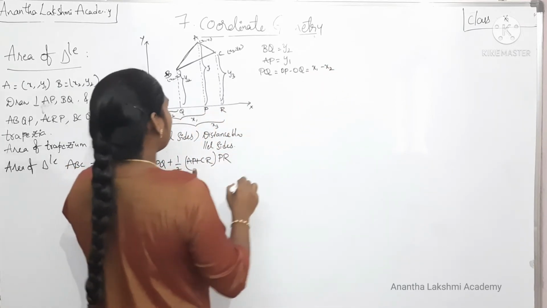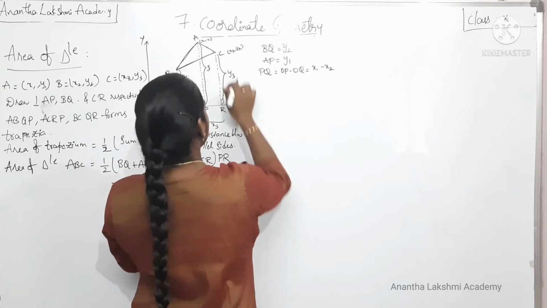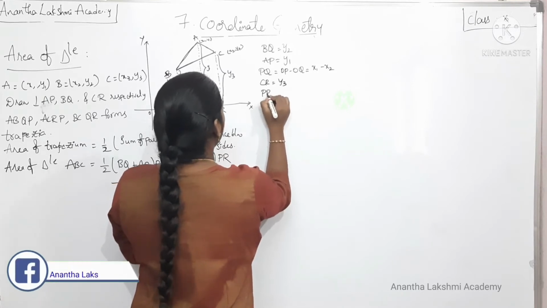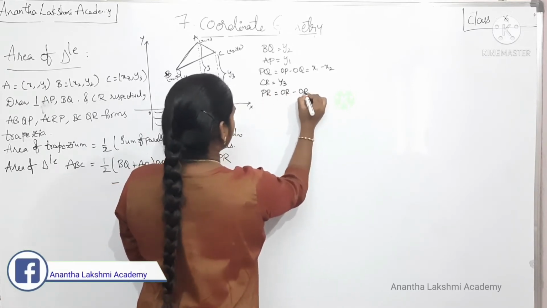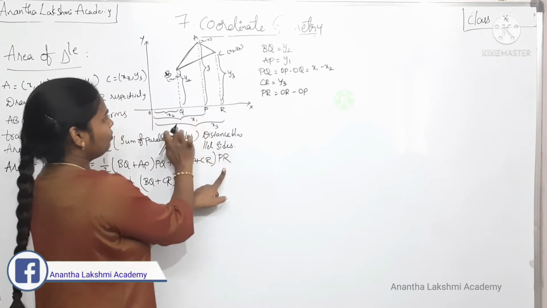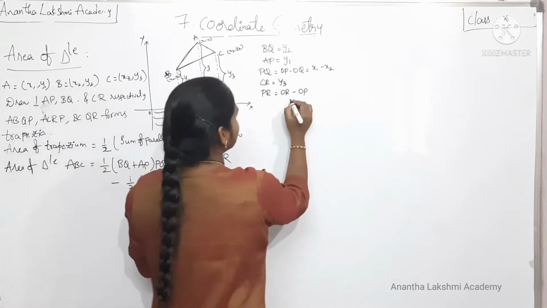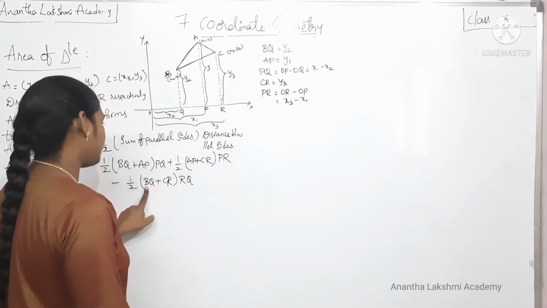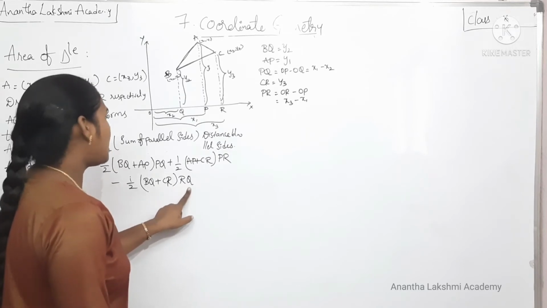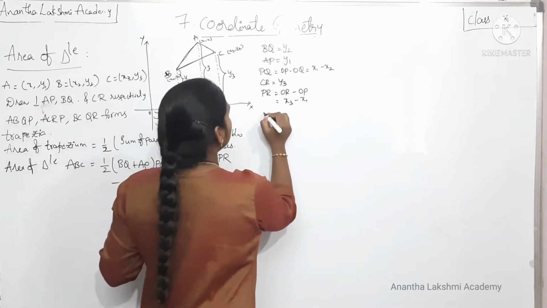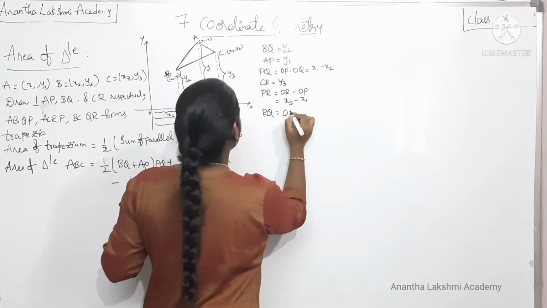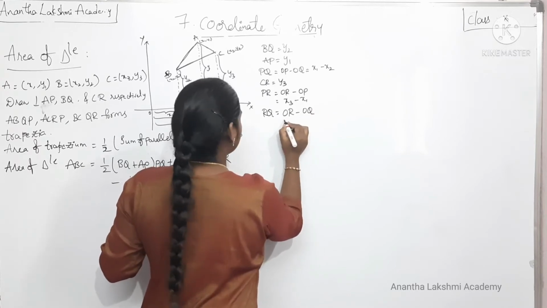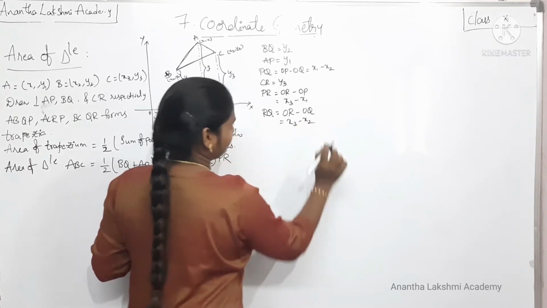Next, we have known CR. CR is y3. Next, PR is nothing but OR minus OP. OP is x1, OR is x3. So this is going to be x3 minus x1. Next, BQ we have already written, CR we have already written. RQ is something which we haven't written. RQ is nothing but OR minus OQ, that is x3 minus x2.